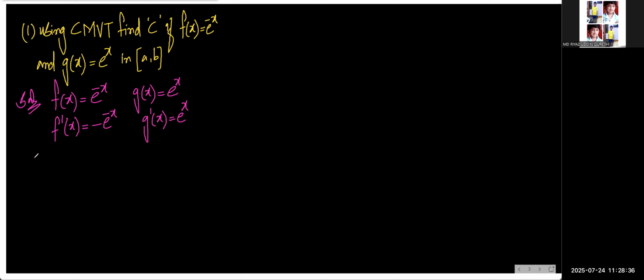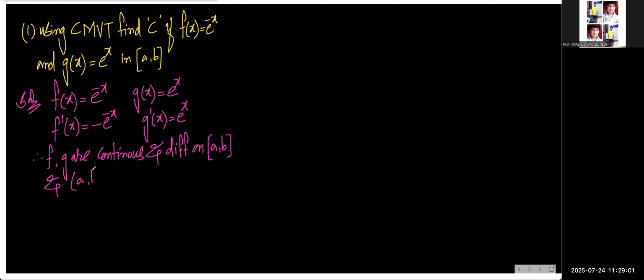Therefore, f comma g are continuous and differentiable on closed interval a comma b and open interval a comma b respectively.